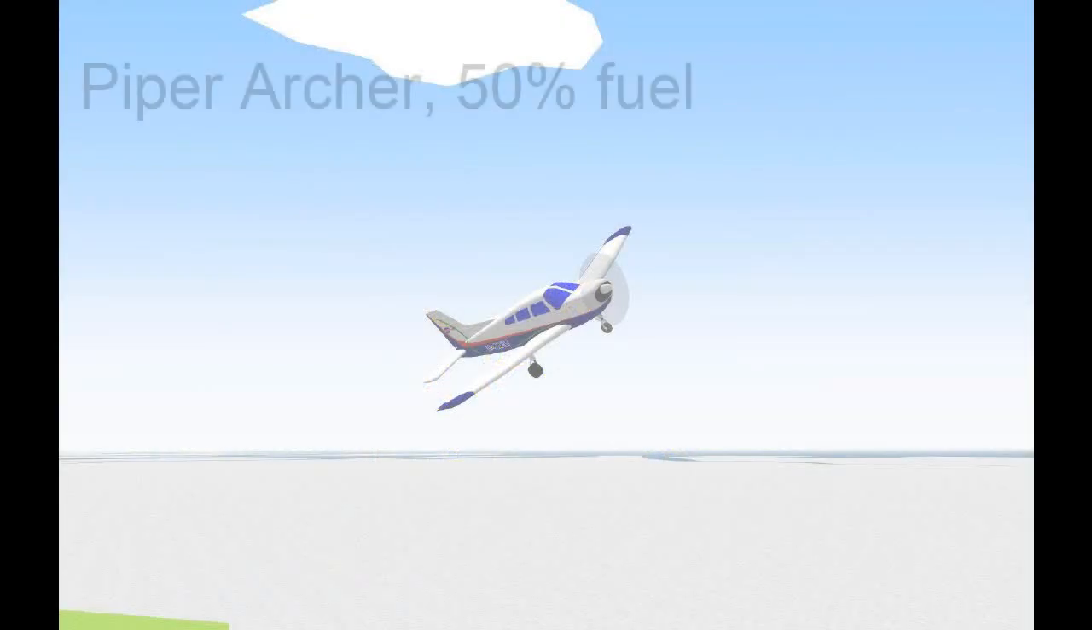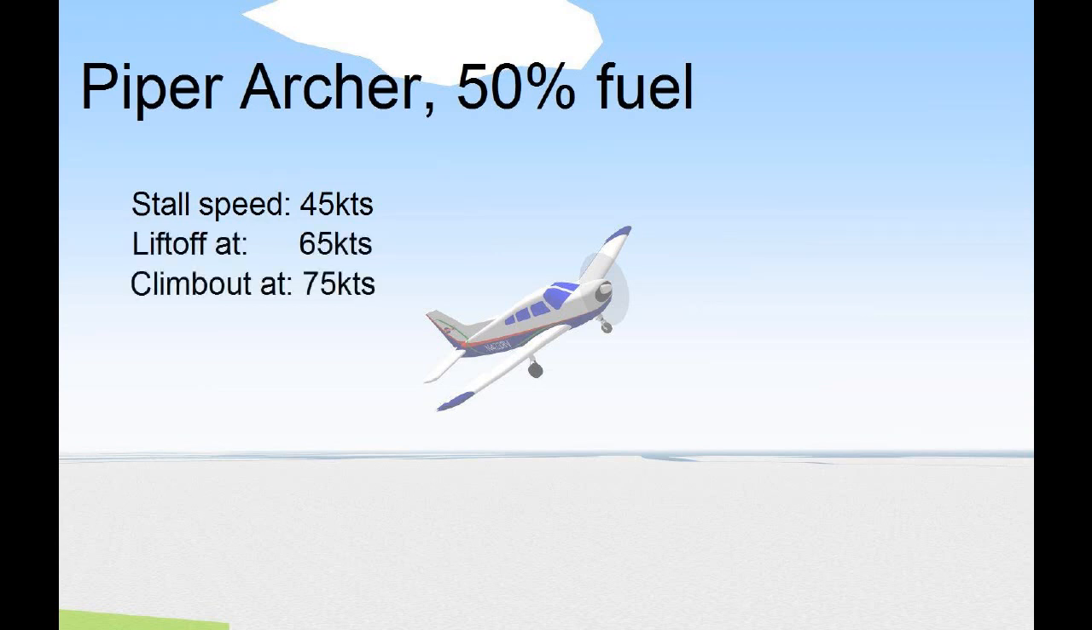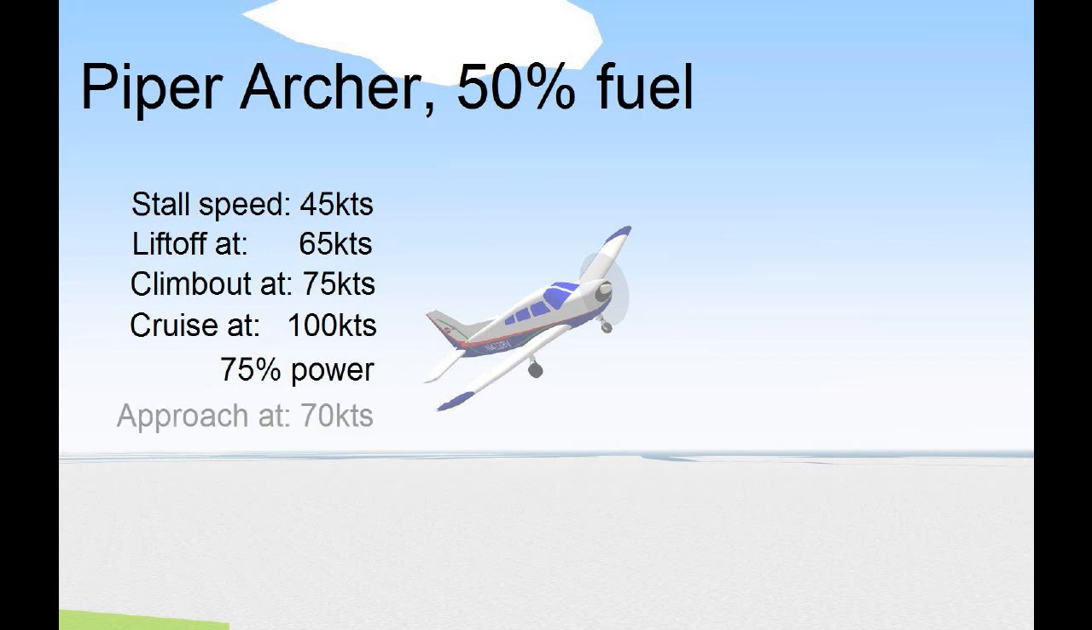We will be flying the stock Piper Archer using 50% fuel. A couple of facts about your new airplane. The Piper stalls at about 45 knots. Takeoff speed is 65 knots. Climb out speed is 75 knots. Cruise climb speed is 100 knots. You will cruise at 75% power. Final approach speed is 70 knots and maximum flap speed is 100 knots.